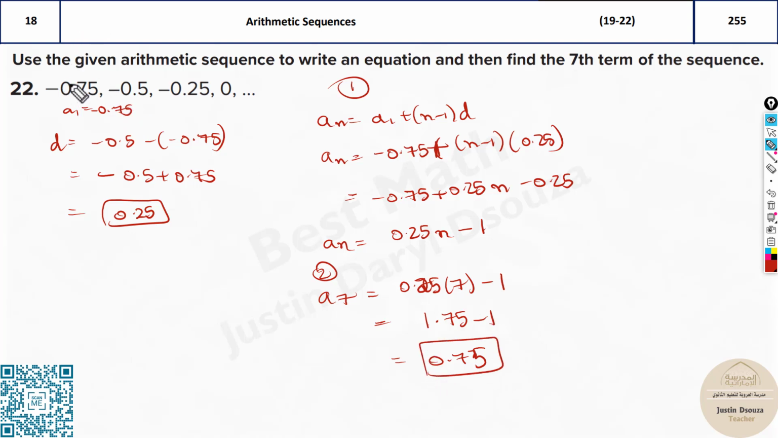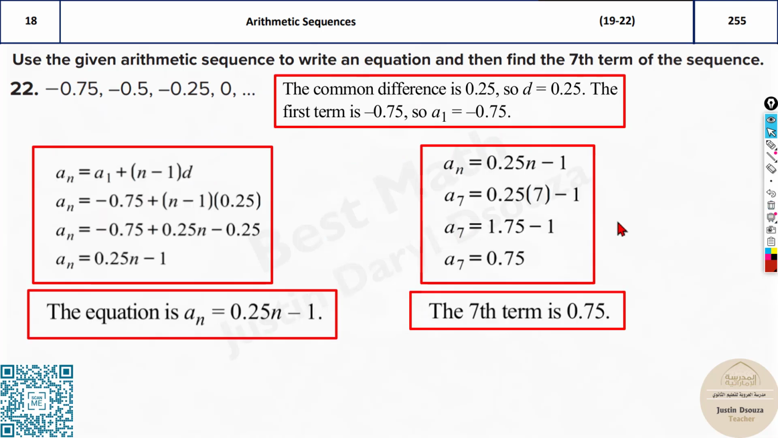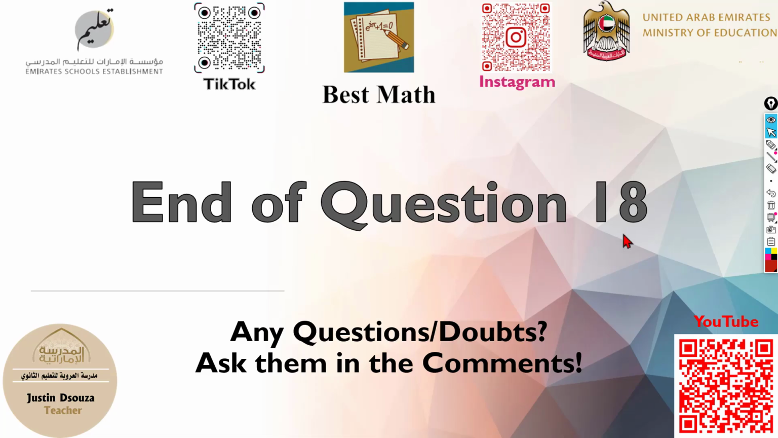Also, you can just start counting from here. You can do this as well because it's the seventh term, it's not too large or big. So minus 0.75, minus 0.5, minus 0.25, 0. Next will be 0.25, 0.5, 0.75. First, second, third, fourth, fifth, sixth, and seventh term is over here. So this is how easily we can solve problems on arithmetic sequences. And that is the end of question 18.